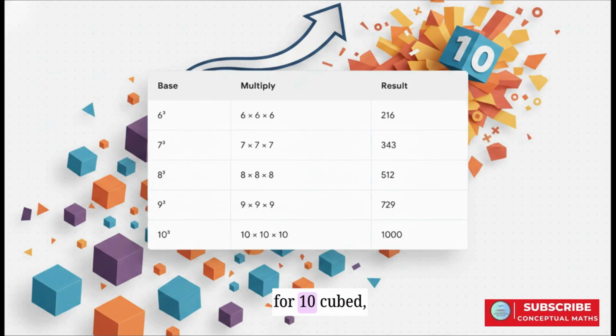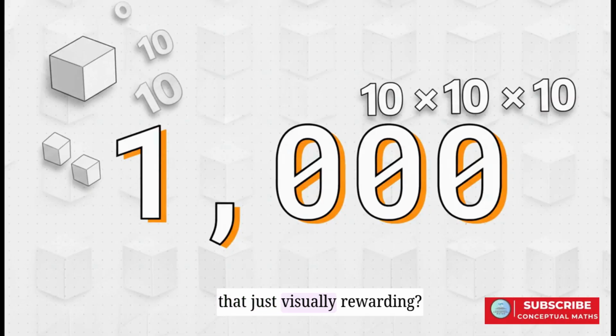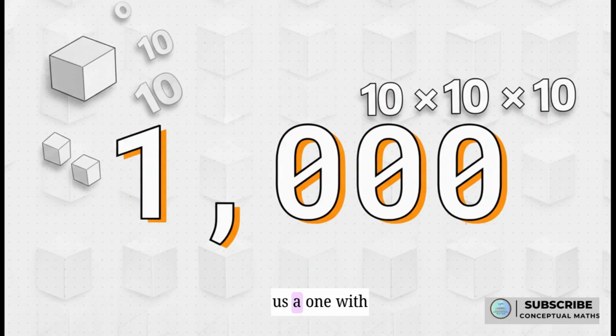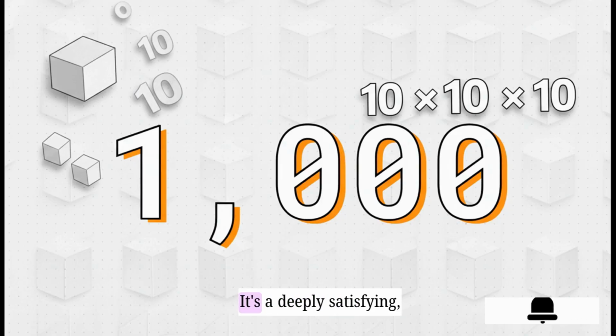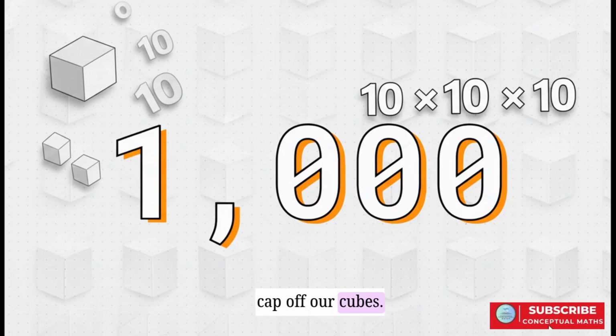And then, for 10 cubed, 10 times 10 times 10, boom, 1,000. Isn't that just visually rewarding? 3 tens multiplied together gives us a 1 with 3 zeros. It's a deeply satisfying, perfectly round number to cap off our cubes.